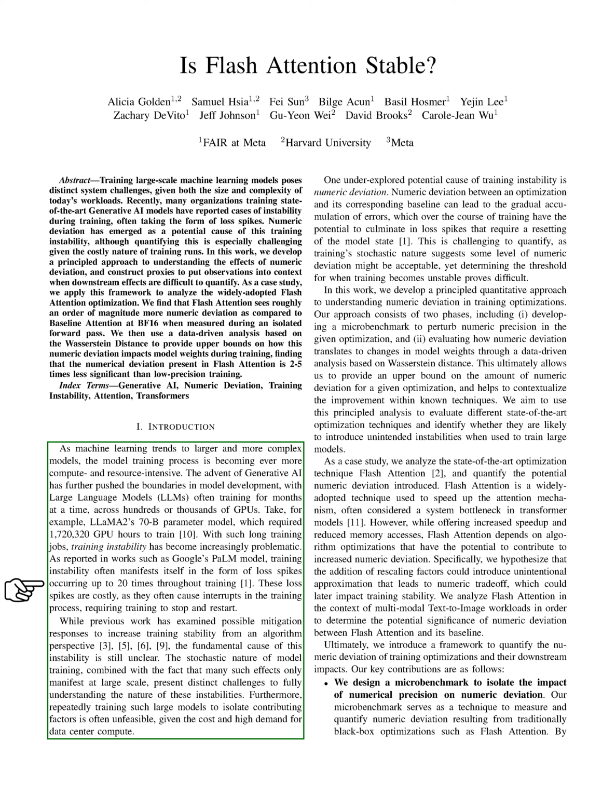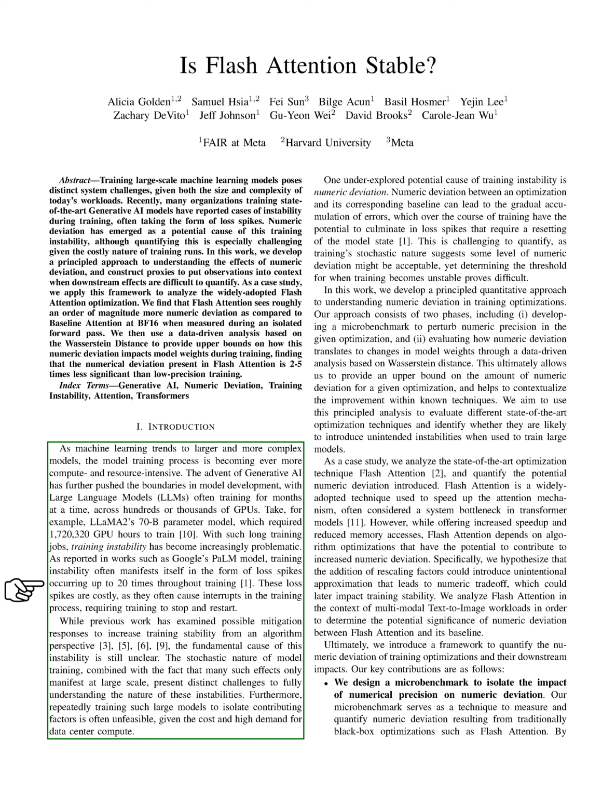For instance, the 70 billion parameter model Llama 2 needed 1,720,320 GPU hours to train. However, such prolonged training can lead to instability issues, as seen in models like Google's PaLM, where sudden spikes in loss occur multiple times during training, causing disruptions that necessitate stopping and restarting the training process.